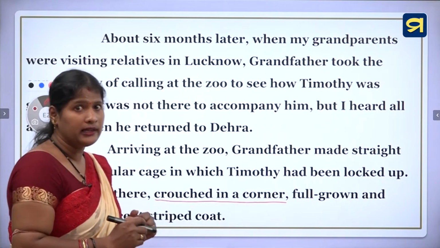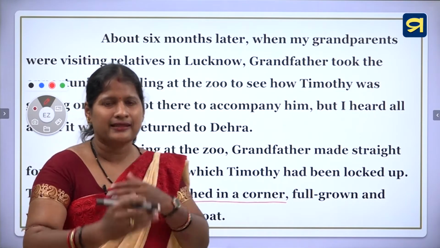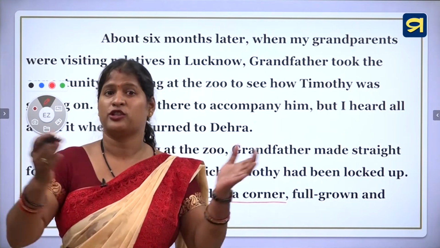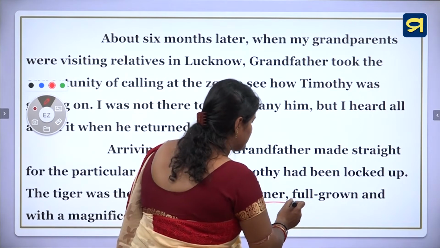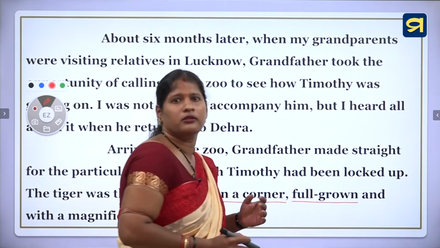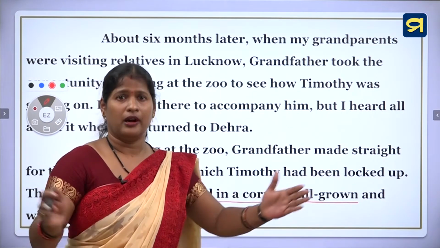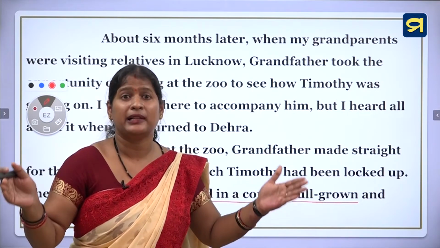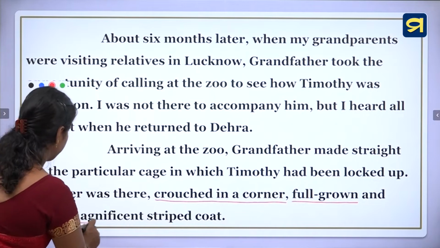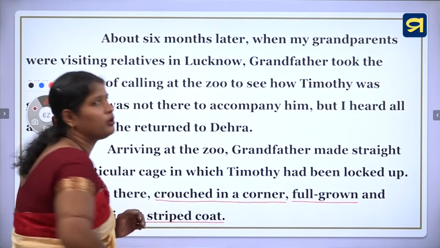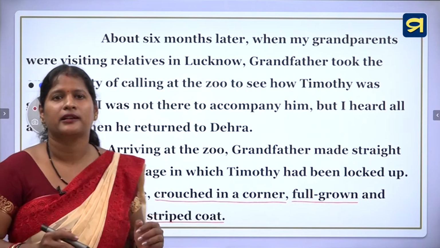Now, how was the tiger now? Meanwhile, 6 months had passed. The tiger was a full-grown, big-sized, normal-sized tiger with a magnificent striped coat. You must have seen a tiger. Have you not?